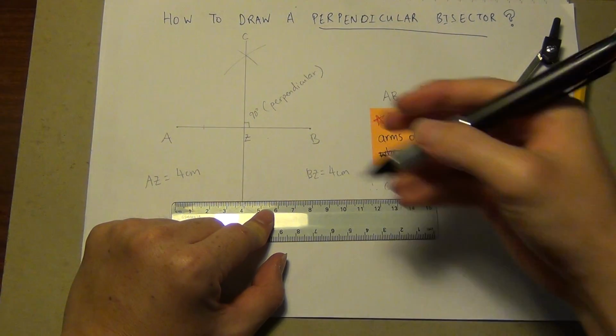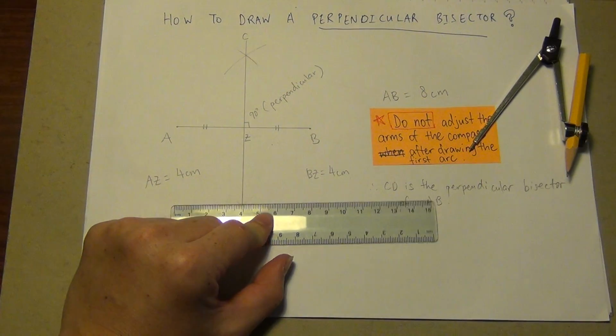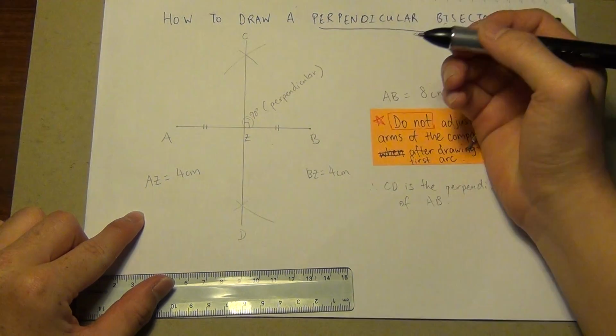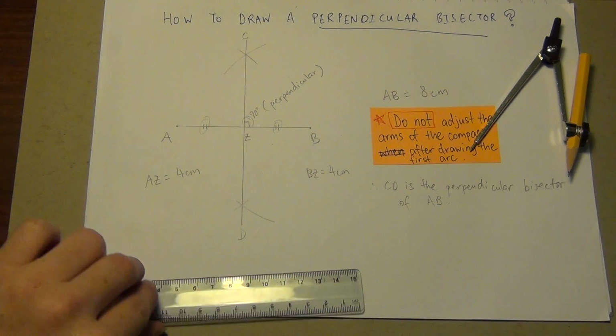So if both have equal length, I'm going to mark them as equal. So there are a few things that you need to know. You need to give out the 90 degrees sign and these equal signs. Right, that's about it for perpendicular bisector.